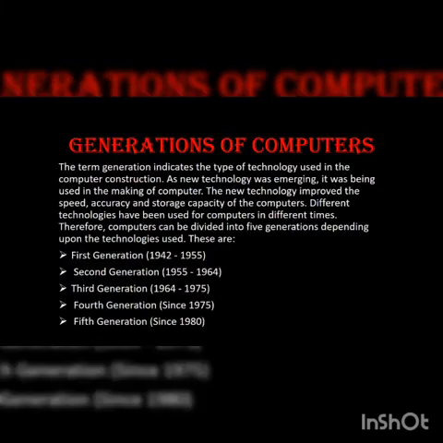What is meant by generations of computers? The term generation indicates the type of technology used in computer construction. When a new technology was emerging, it was being used in the making of computers. The new technology improved the speed, accuracy, and storage capacity of computers. Different technologies have been used for computers at different times. Therefore, computers can be divided into 5 generations depending upon the technologies used.